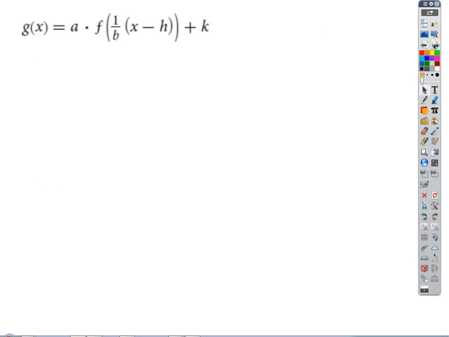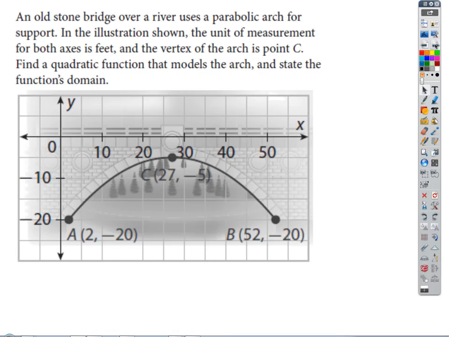Okay, let's look at something, oh, already looked at that. How about something like this? An old stone bridge over a river uses a parabolic arch for support. In the illustration shown, the unit of measurement for both axes is feet, and the vertex of the arch is at point C, and they're giving us the coordinates of C, right? Find a quadratic function that models the arch and state the function's domain.